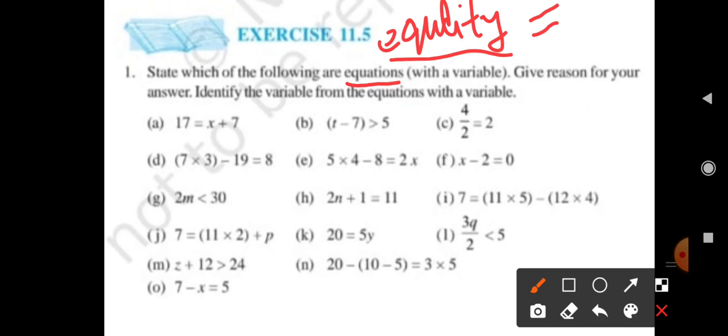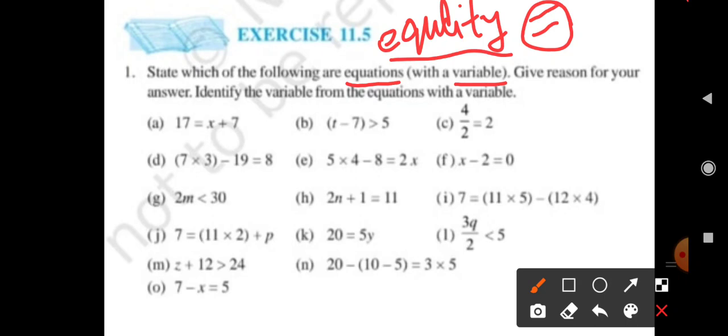So first of all, what do you need to check? Whether the given statement is an equation or not. You have to check whether the sign of equality is included or not. If equality is not there, it is merely an expression. It will not be an equation. And secondly, you need to check whether it is an equation with a variable or not.